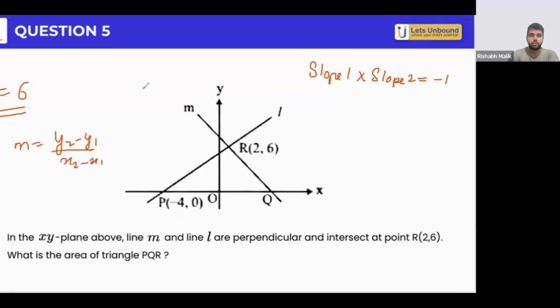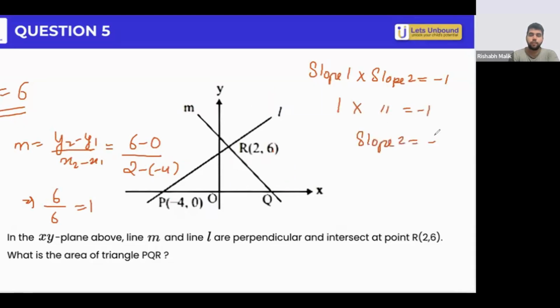So 6 minus 0, that's y2 minus y1 over x2 minus x1, so 6 minus 0 over 2 minus minus 4. That comes out as 6 over 6, which equals 1. It's a positive slope because the line is going up. Now, if I plug in that here, 1 times slope of line 2 equals -1, so slope of line 2 comes out as -1.